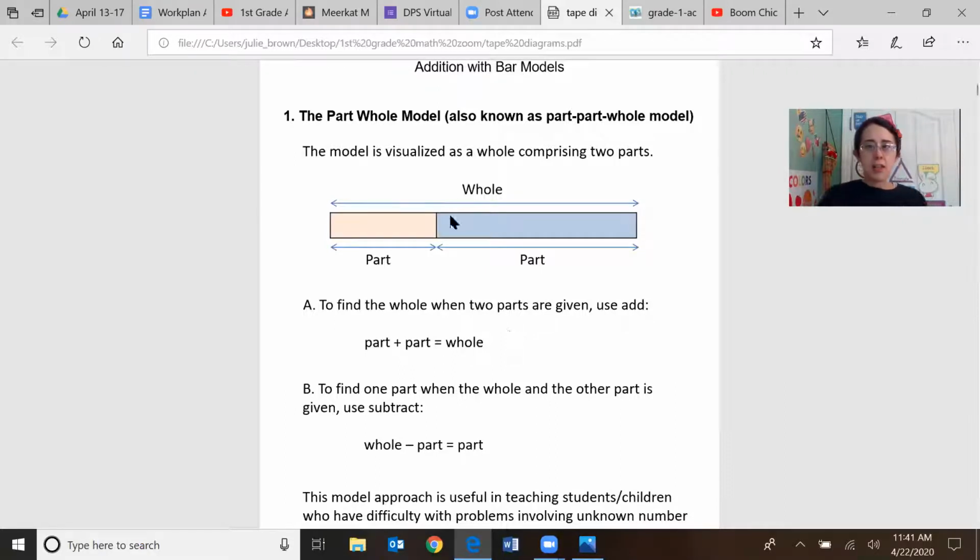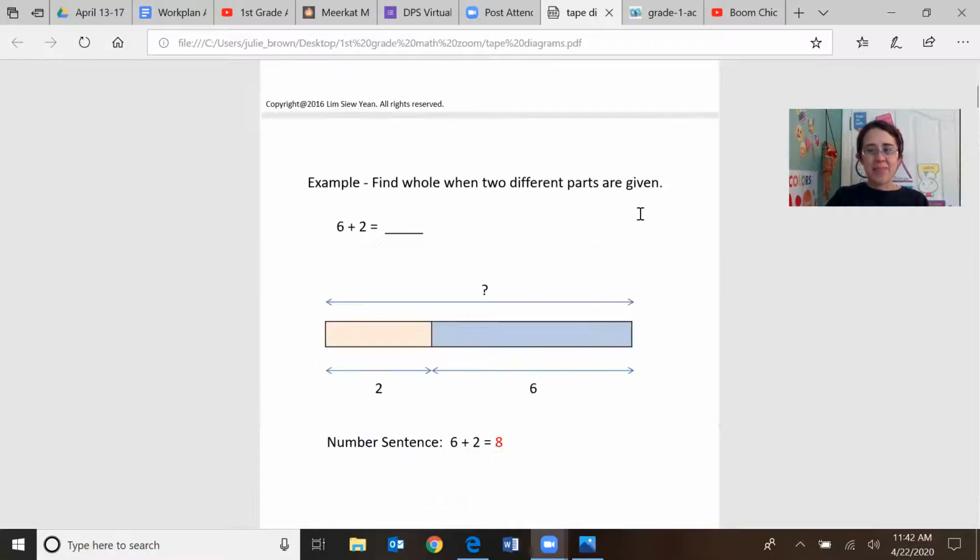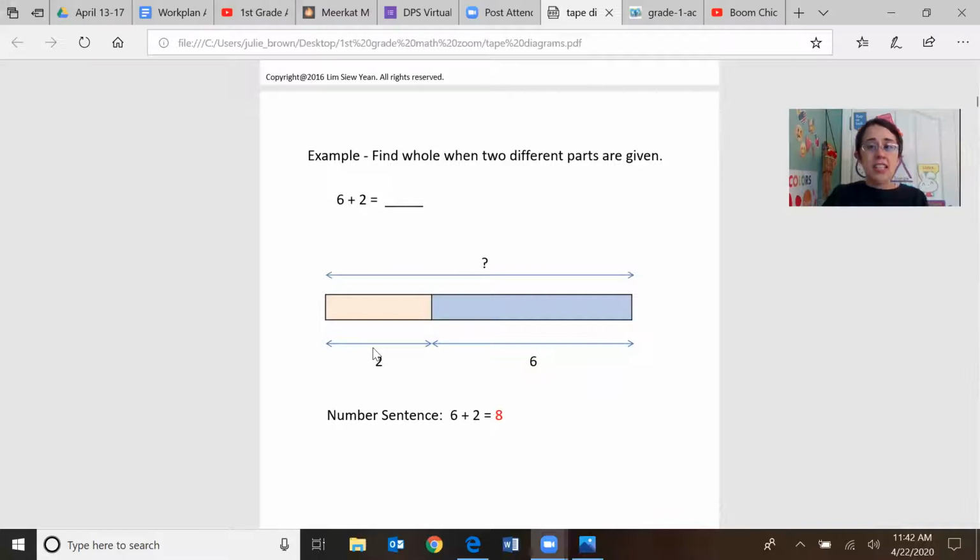So what do we notice about tape diagrams? Well, you can add the 2 parts together to get the whole. You can also start with the whole and take away a part and get the other part. So number bonds and tape diagrams both help us with doing that. For example, the parts are 6 plus 2 and they equal the whole of 8. So that is my number sentence. 6 plus 2 equals 8.